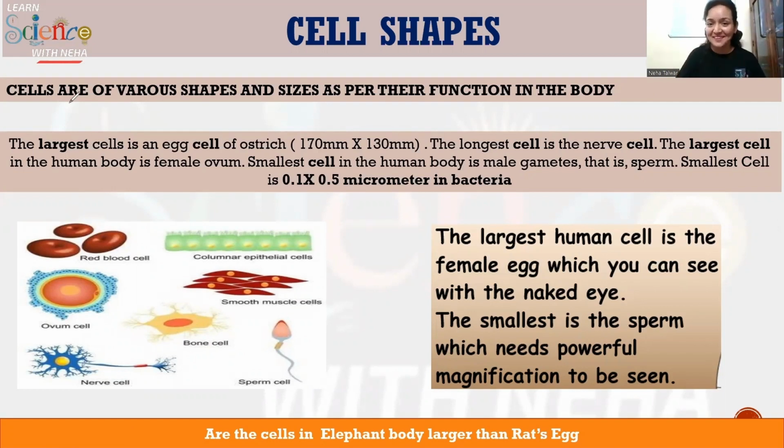I have tried it. Now, if you talk about a body, the longest cell is the nerve cell. The largest cell in the human body is an ovum, and the smallest cell is the sperm. The bacterial cell is even smaller, it is only 0.1 to 0.5 micrometer.